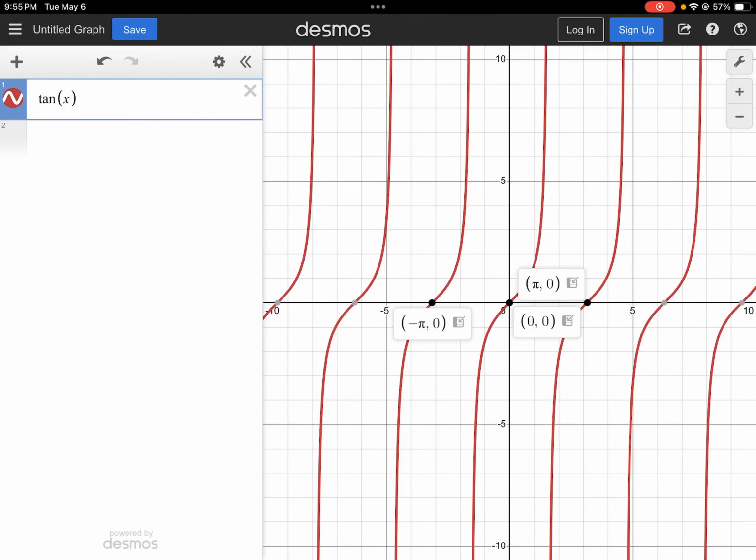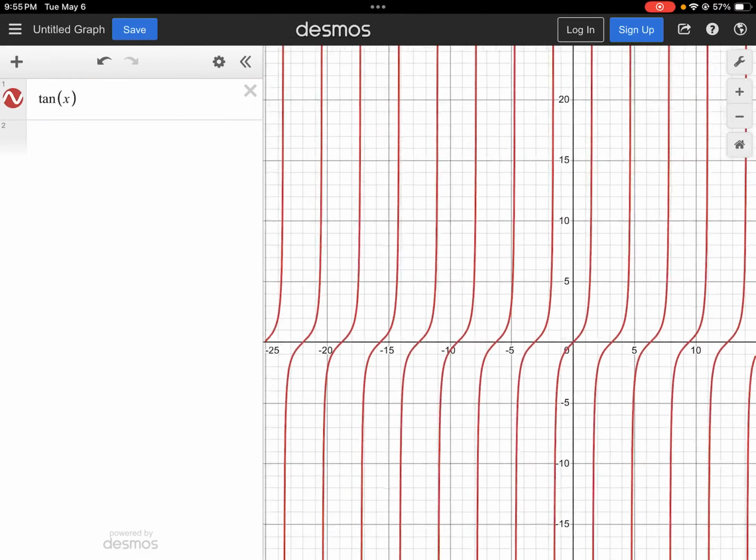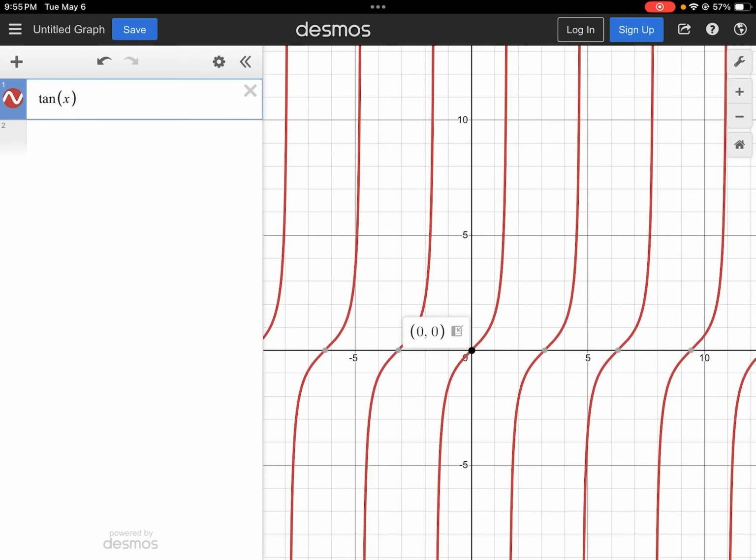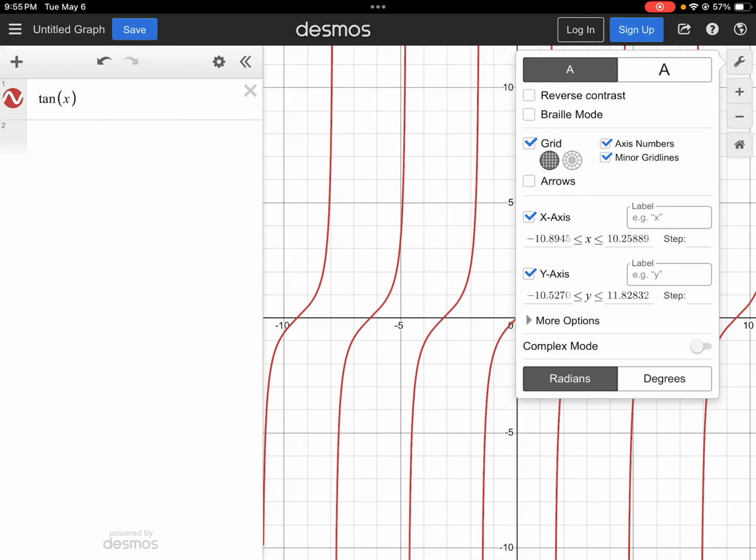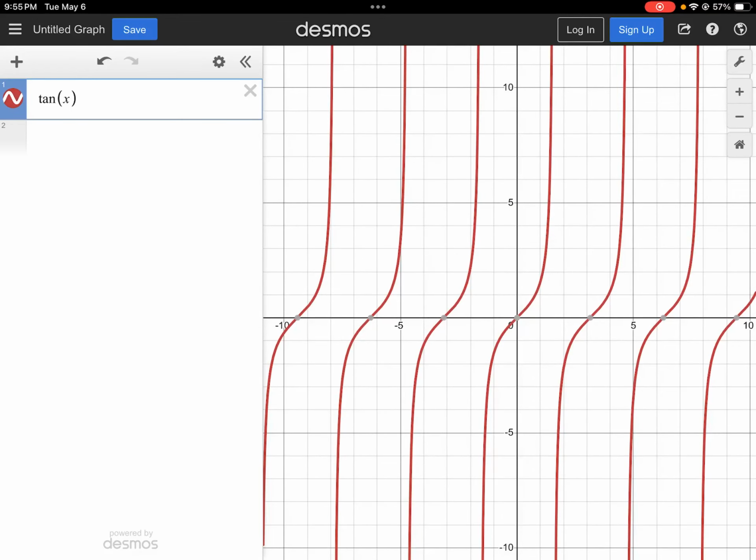Anyway, you see how it repeats every pi? There's another one of these. And if you're wondering, they don't touch. They just repeat. So, that's what the original tangent looks like. And the period is pi because, well, it repeats 0, pi, to 2 pi. You know where I'm getting at.